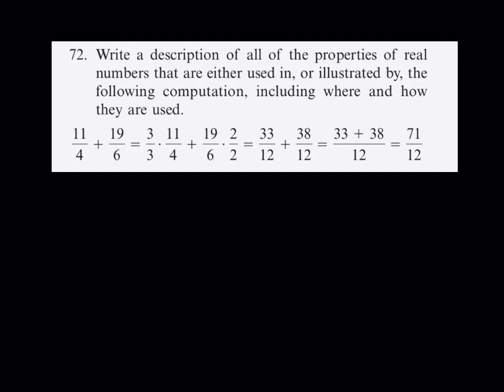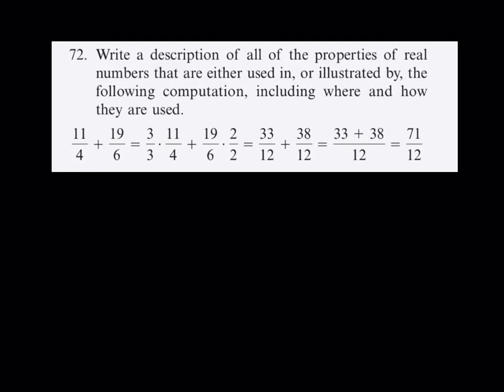In 72, write a description of all of the properties of real numbers that are either used in or illustrated by the following computation, including where and how they are used. Okay, so let me point out the spots where they're used, and then I'll leave it to you to state which properties were used in those cases. All right, so what we have here is essentially just the work written out for adding two fractions with unlike denominators. So all of these steps are just written out so that we can see exactly what's going on behind the scenes and then try to explain all those changes using properties.